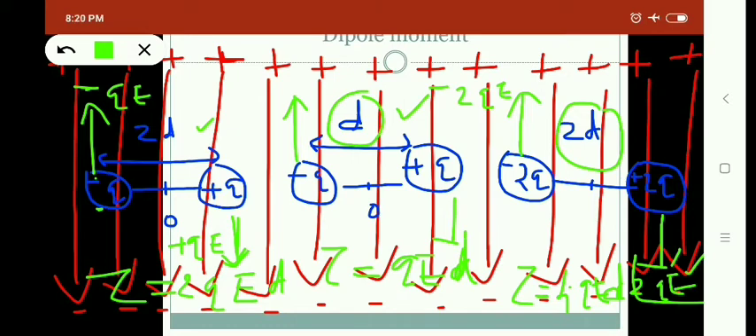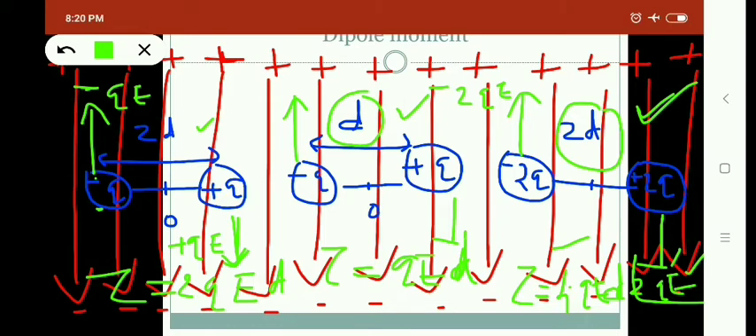Now in the second and third case, we have increased the magnitude of the charge, that means we have doubled the charge. So what happened to torque? Torque became 4QED. That means the effectiveness of torque increased. So if I want to stop the rotational effect, I have to apply some force. And to which dipole do I need to apply more force? Yes, for the third dipole, because its torque is more, so its rotational effect will be more.